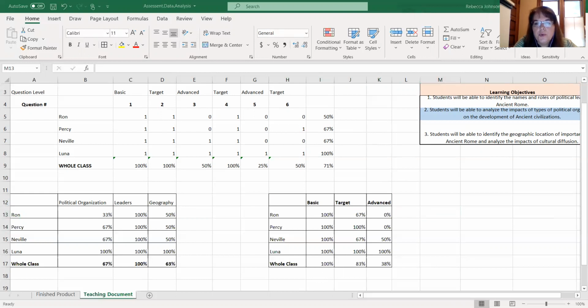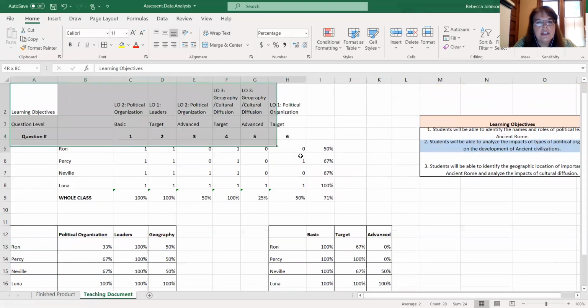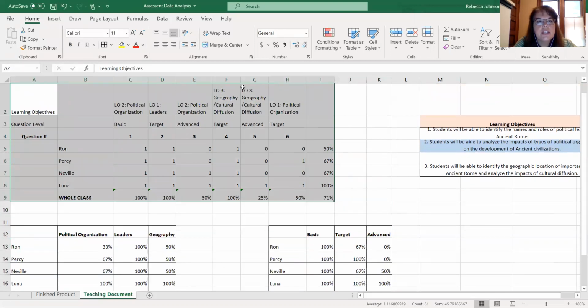Okay, so I'm going to stop the share for just a minute. We're going to save that. So you see here we have political organizations, leaders, and geography, and basic, target, and advance. And we have here these learning objectives.